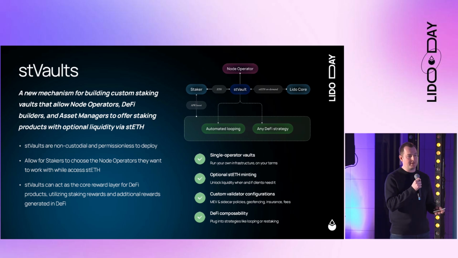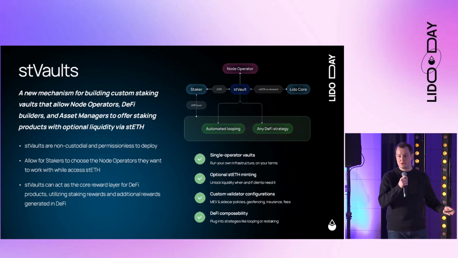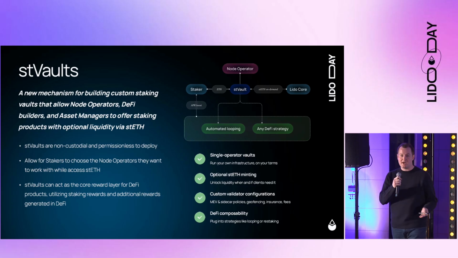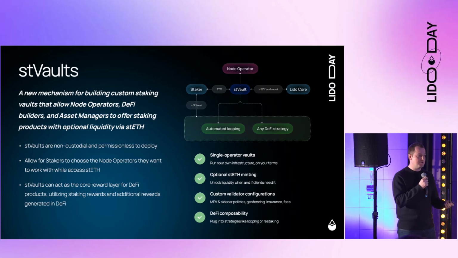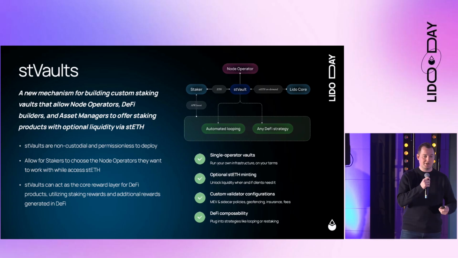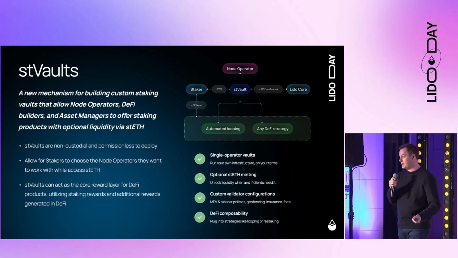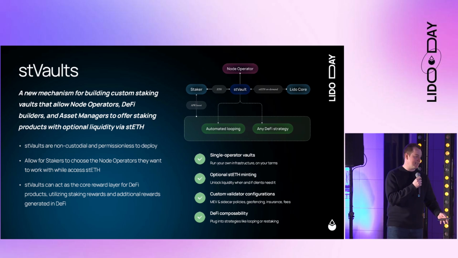When you stake ETH with an stVault, the ETH is staked in the validators, again, run by the node operator of your choice. By default, this looks very similar to native staking. However, it's wrapped in an stVault contract. The main difference here is that you have the option to mint stETH if you choose to do so. And this allows, again, for a lot of flexibility because you can take this into DeFi, earn additional rewards. You can use it for liquidity. And we're seeing tons of interest across all of these different kinds of segments.